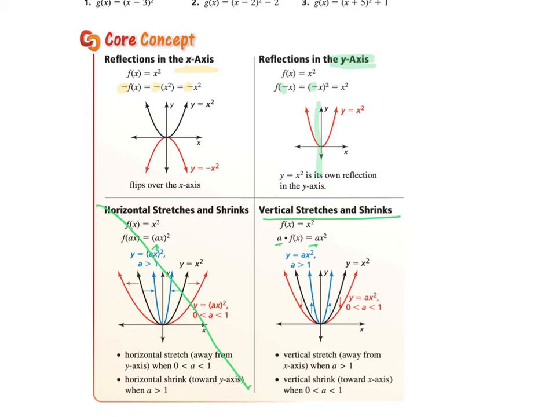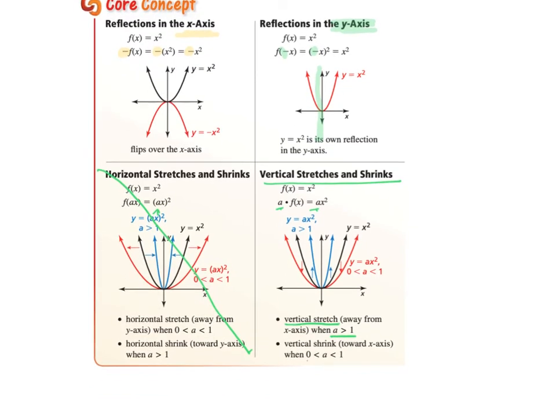Some things to note: it is a vertical stretch if a is greater than 1. That's like the number 2, 3, 4, something big. It is a vertical shrink if a, that number out front, is between 0 and 1. So if that number is like 1/2, 1/3, 0.2, something less than 1 but greater than 0, it is technically a vertical shrink.